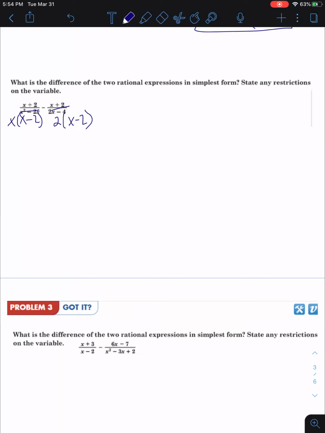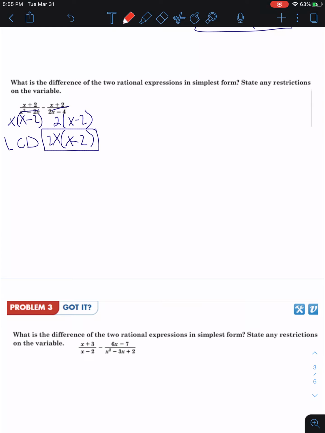Now to find my least common denominator, I have x minus 2 in common, and I have an x and a 2, so we'll make it 2x not in common, and that gives me a least common denominator of 2x times x minus 2. Well, I have an x times x minus 2. Let me change my color here, and I'm going to have to multiply the first term by 2.